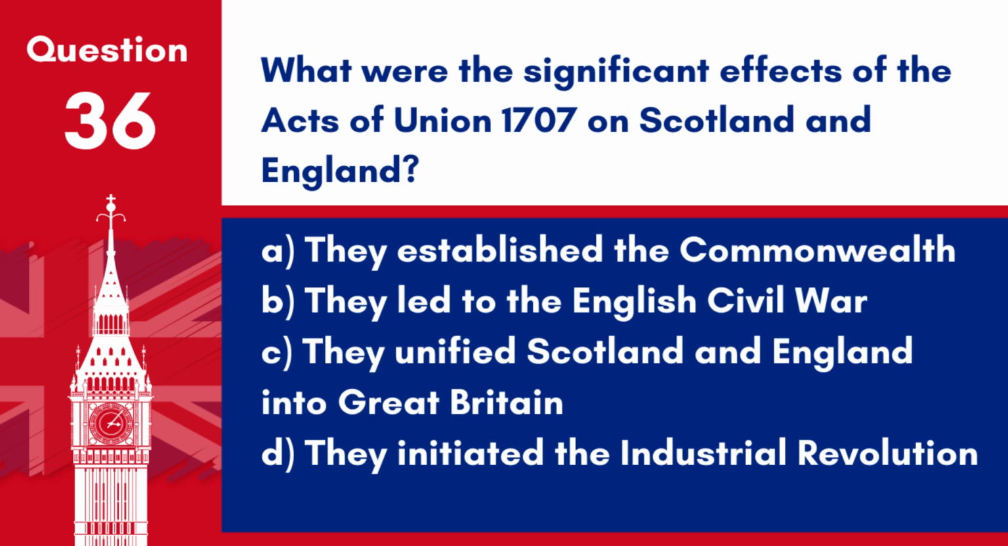Question 36. What were the significant effects of the Acts of Union 1707 on Scotland and England? A. They established the Commonwealth. B. They led to the English Civil War. C. They unified Scotland and England into Great Britain. D. They initiated the Industrial Revolution. Answer: C. They unified Scotland and England into Great Britain. The Acts of Union 1707 had a significant effect by unifying Scotland and England into the Kingdom of Great Britain.